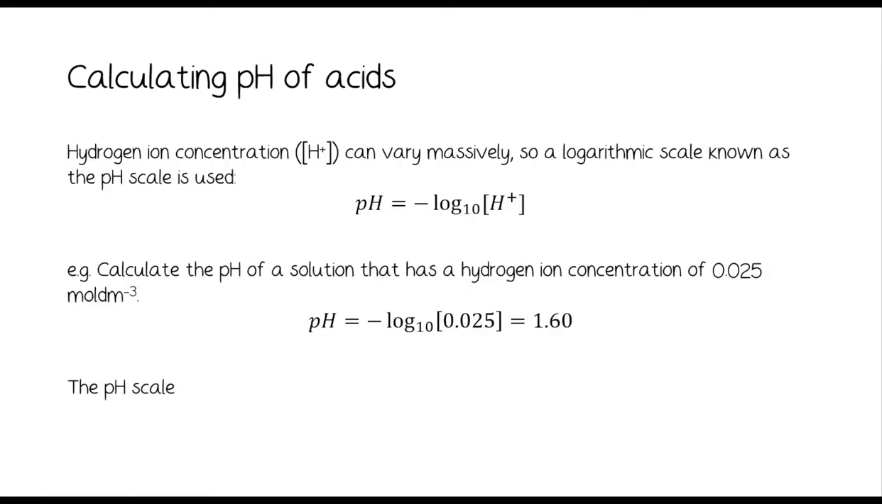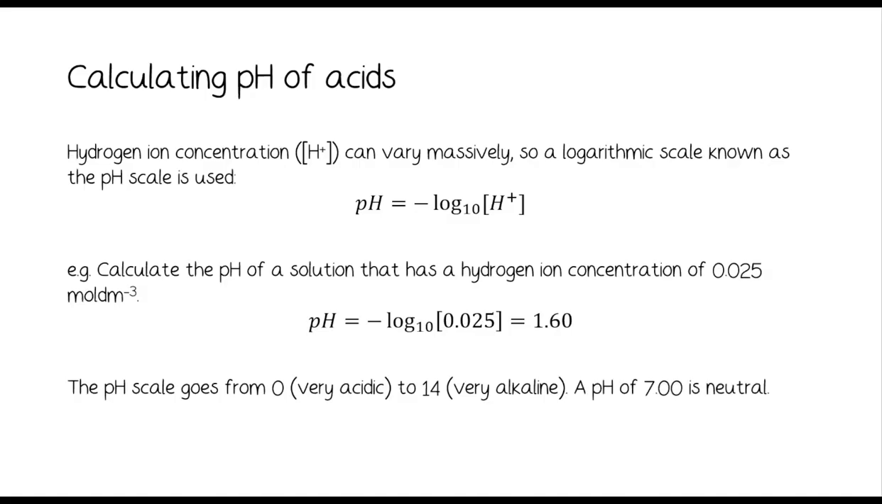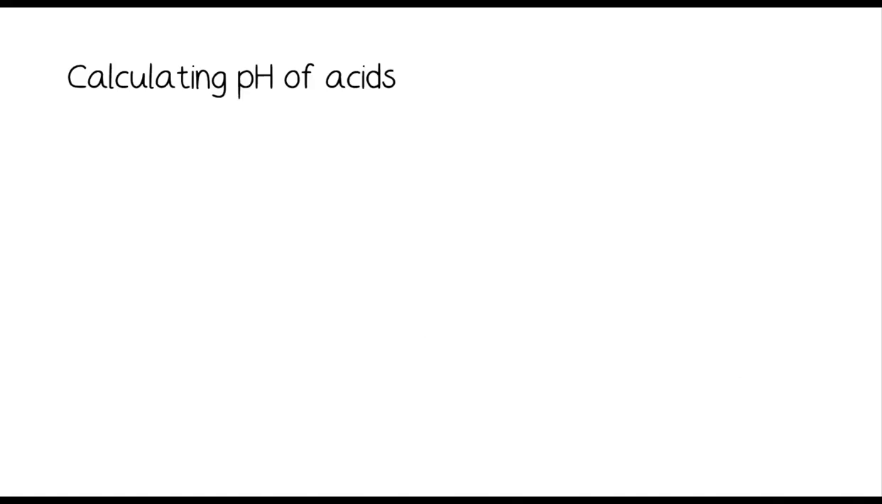It's also important to appreciate the pH scale goes from 0, which is extremely acidic, to 14, which is very alkaline, and a pH of 7 is considered neutral, and pure water is considered to have a pH of 7. Well, we can use the reverse to work out the hydrogen ion concentration, which is just 10 to the power of the negative value of pH.